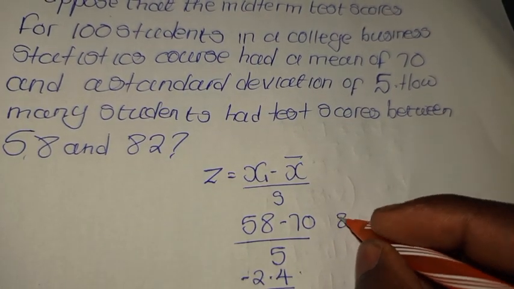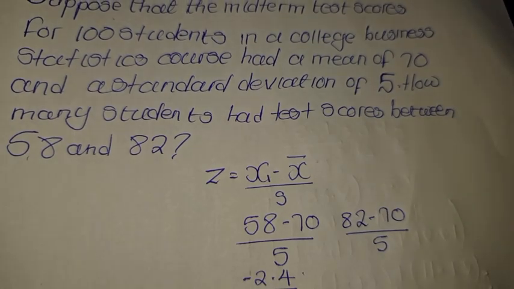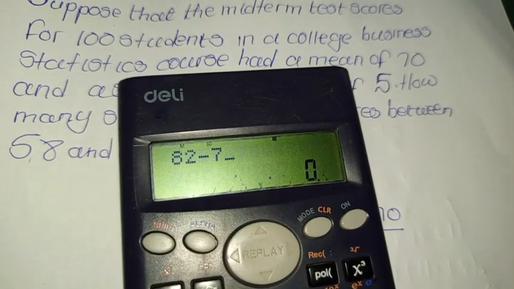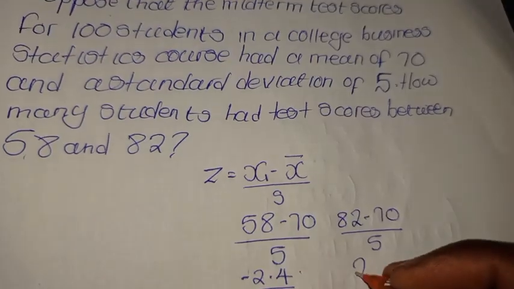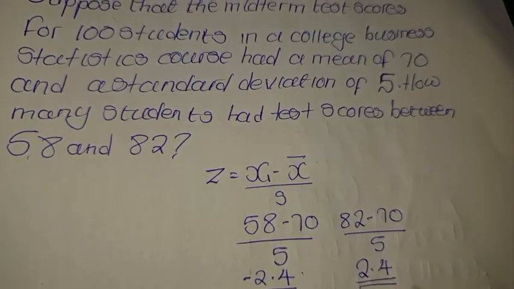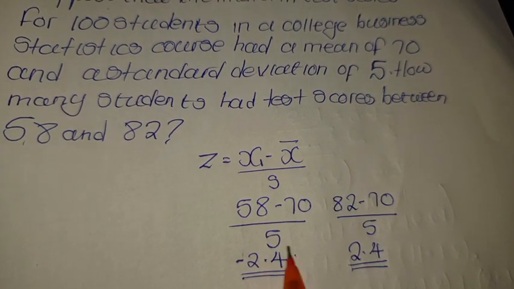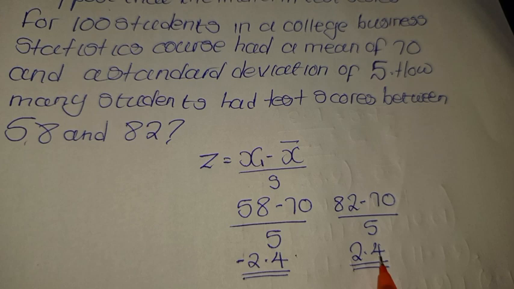So we have 82 minus 70 divided by 5, and we get positive 2.4. What the positive 2.4 implies is the opposite of this one: it indicates that 82 is 2.4 standard deviations above the mean.